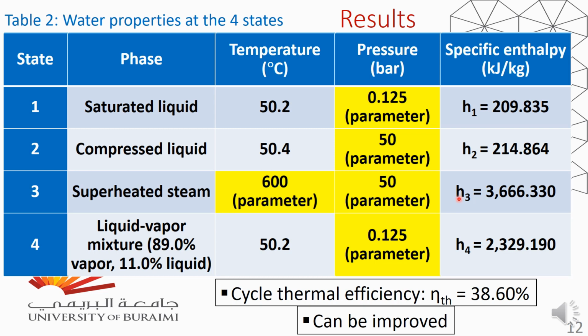So the drop from h3 to h4 is what produced the useful work from the turbine. The cycle thermal efficiency is 38.6%, and this can be improved, for example, by adding a second turbine. So we have 2 turbines working together in series, but this is beyond the scope of the project.